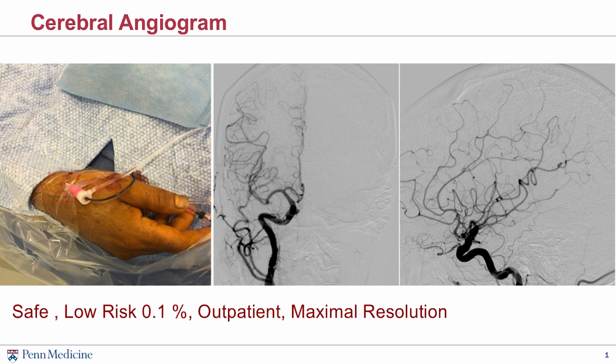It's a safe procedure, and that's why we use it fairly frequently, because the risks are really 1 in 1,000 or 1 in 10,000 of having things such as minimal bleeding, small risk of infection, and a very tiny risk of stroke. So it's a very safe procedure. It's done as an outpatient, and it allows the maximal resolution for a brain aneurysm for making important decisions.